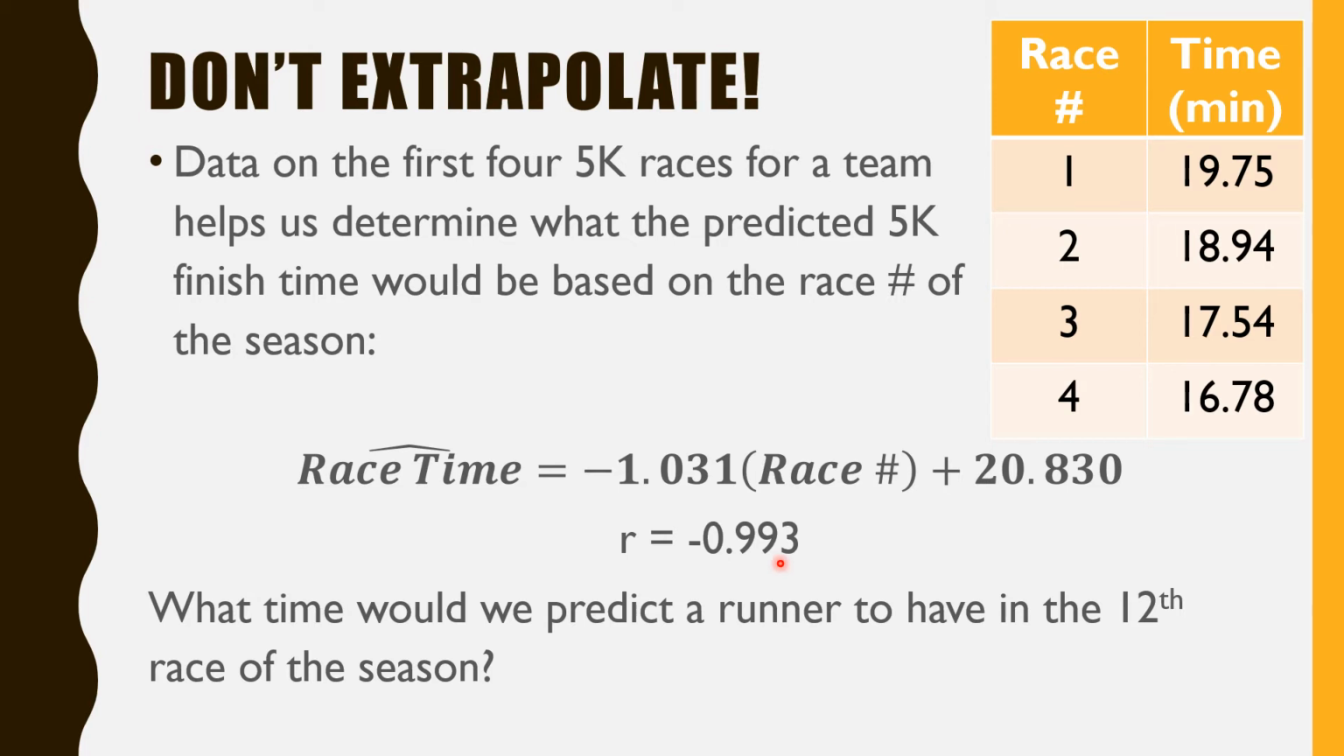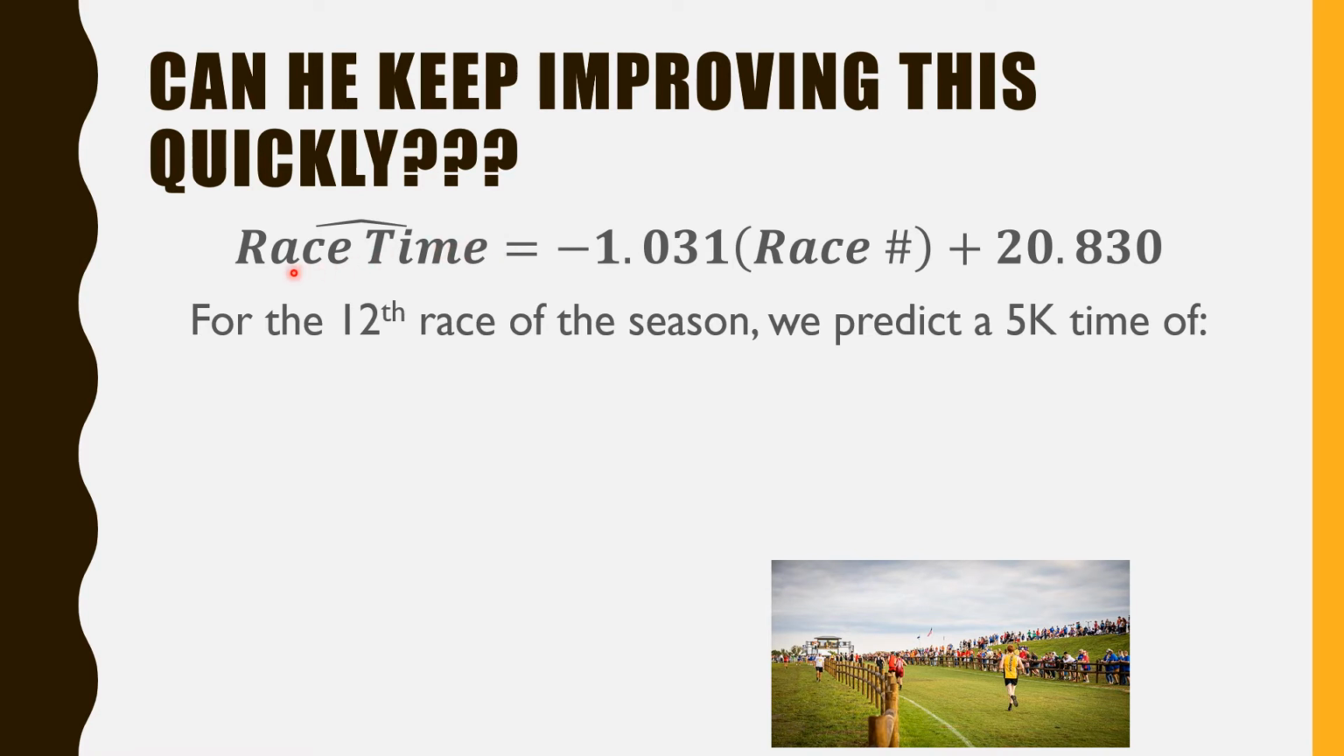So if we assume that this same growth or this same pattern is going to continue beyond the 4th race, let's say, for example, we want to predict what the 5K time would be for a runner in their 12th race of the season. Well, let's see what happens if we do that. So again, I have my predictive equation for the 5K race time based on what race of the season it is. Again, we want to know what is the predicted time for the 12th race of the season. Maybe it's a state meet for a 5K.